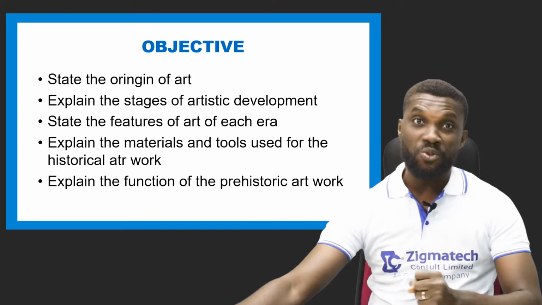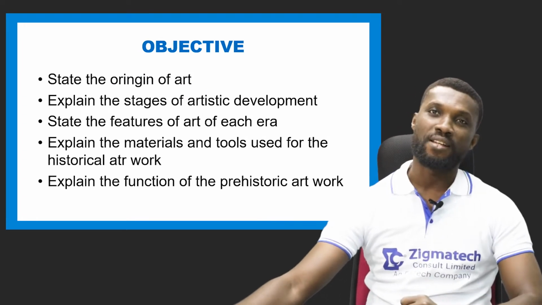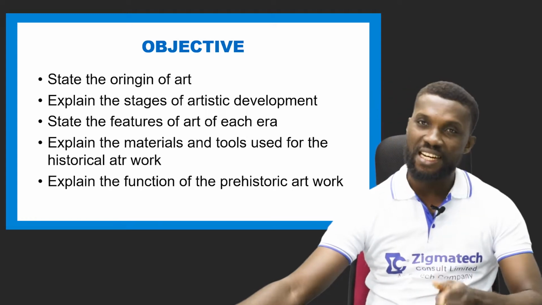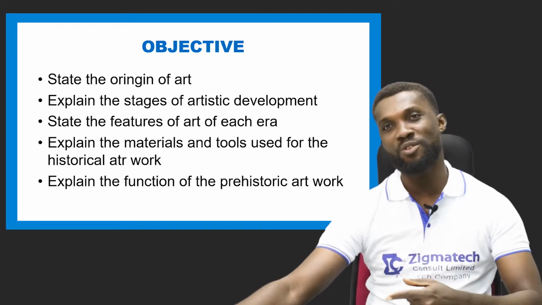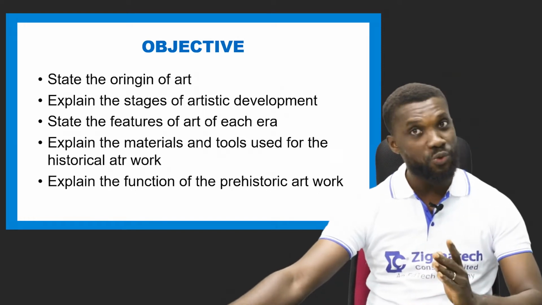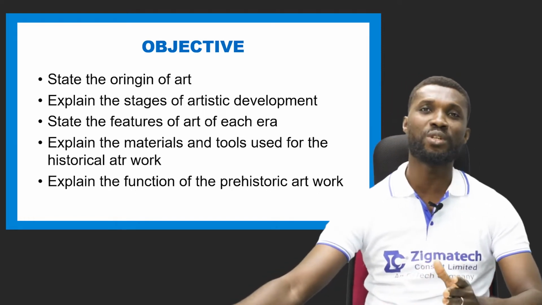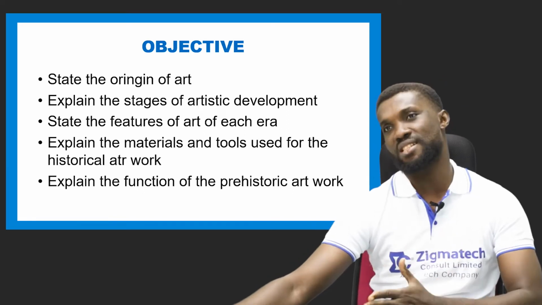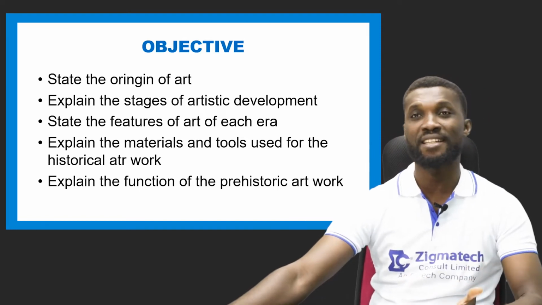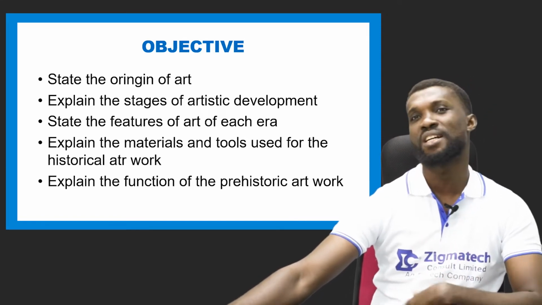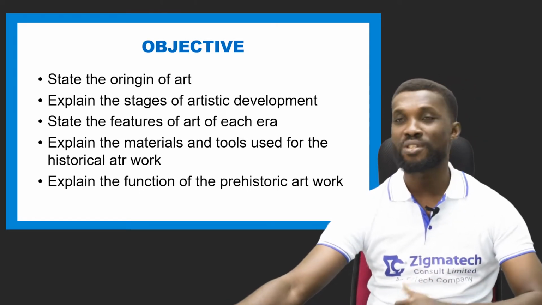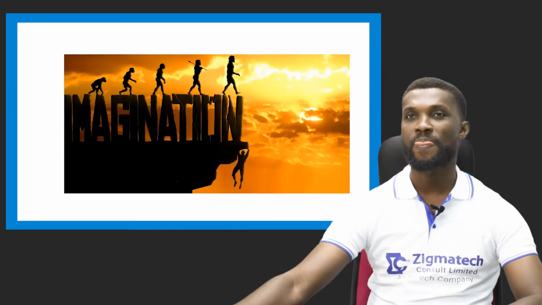So the objective: what are you to learn at the end of this topic? Number one, you'll be able to state the origin of art, which I have defined over and over again. Number two, you explain the stages of artistic development. We've also talked about some of them. Today you will state some of the features of this artistic era, and learn to explain some of the materials that were used by the early men of this prehistory period. Finally, you'll be able to explain the functions of prehistory art.